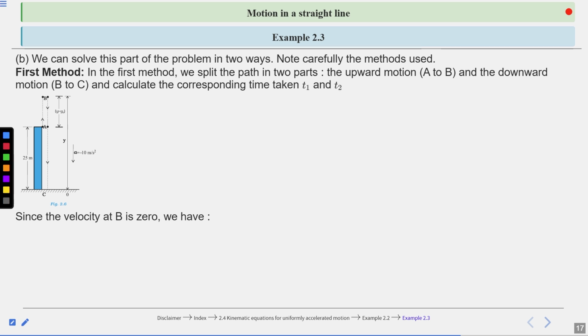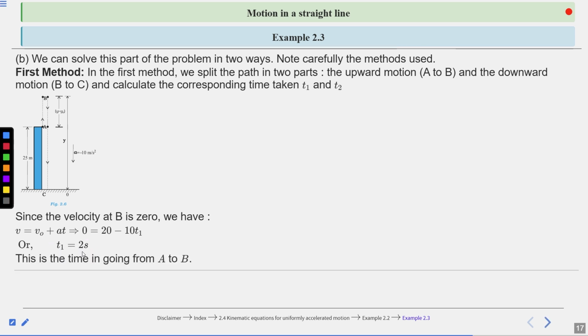Since the velocity at B is 0, we have v equal to v naught plus at. So here the final velocity is 0, initial velocity is 20, acceleration due to gravity is minus 10, and time is T1. Solving this, T1 is 2 seconds. This is the time in going from A to B.